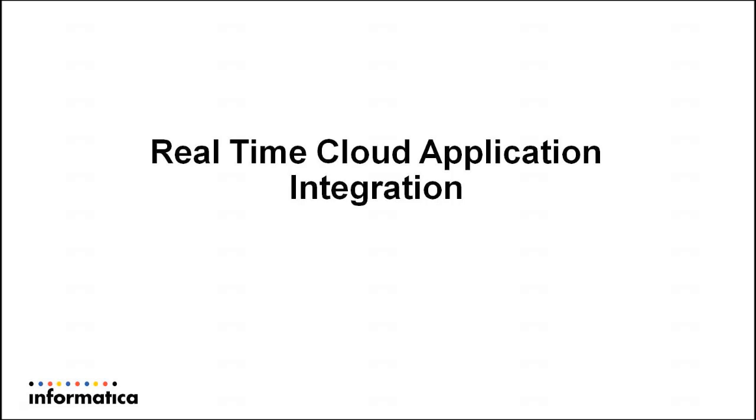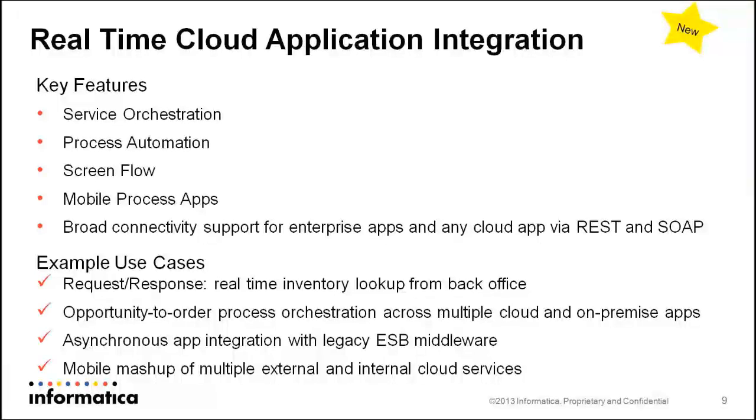So I'll be walking you through the real-time cloud application integration. And this is our second iteration of this release. We started on real-time cloud application integration in what we call the R19 release. This is the second release, what we call R20. Let me first give you a quick overview of what we mean by cloud application integration, what are the scenarios or patterns of integration that it covers, and then we'll take a look at some of the use cases.